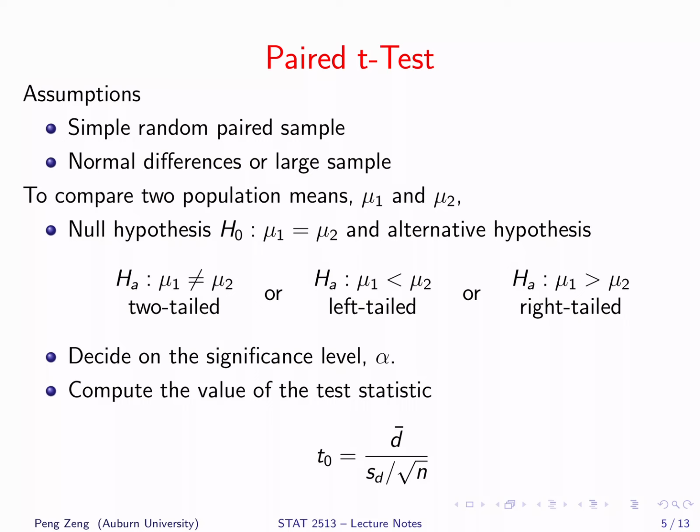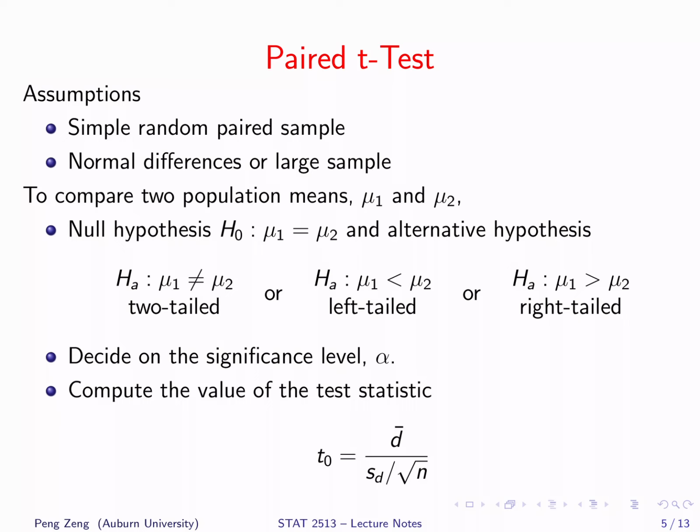To compare the two population means, we first need to choose a hypothesis correctly. The null hypothesis is mu1 equals mu2. There are 3 different alternative hypotheses, namely the two-tailed test, mu1 not equal to mu2, the left-tailed test, mu1 less than mu2, and the right-tailed test, mu1 larger than mu2. We need to decide on the significance level alpha. In most applications, alpha equals 0.05. Occasionally, alpha equals 0.1 or 0.01.